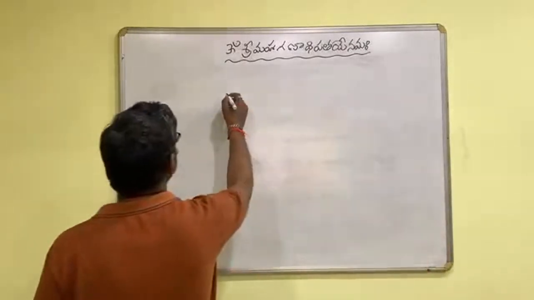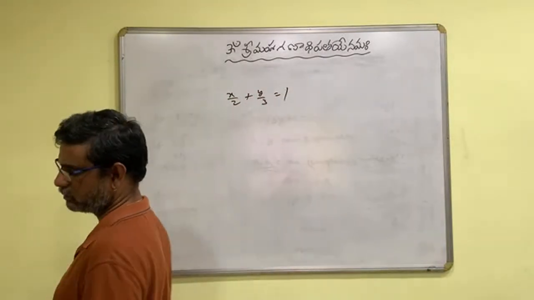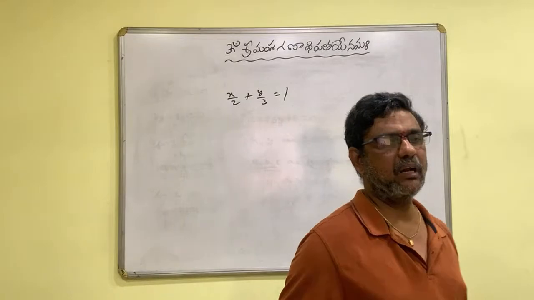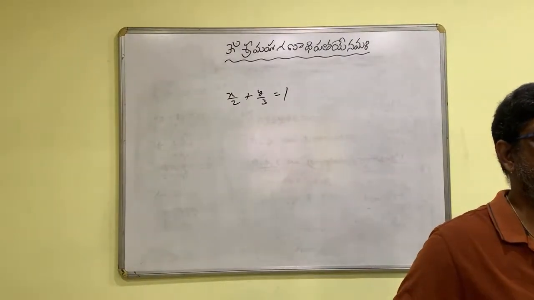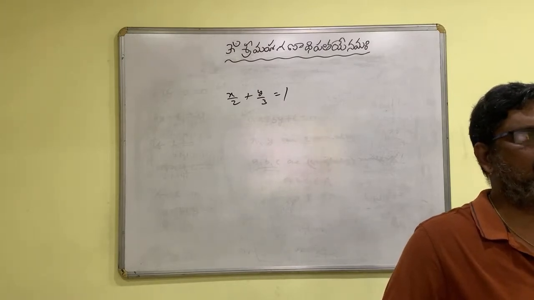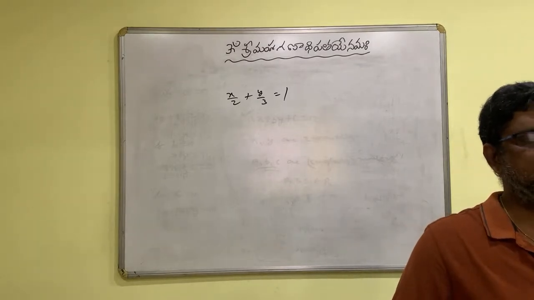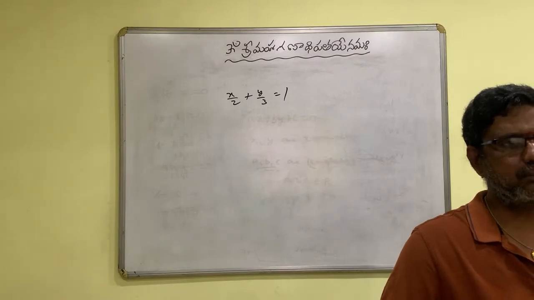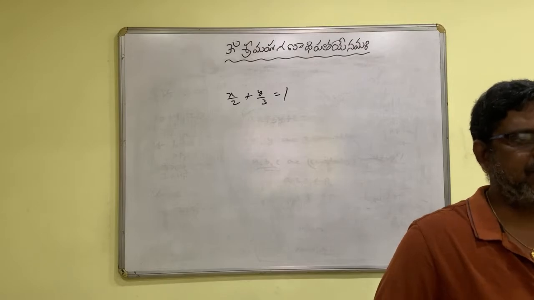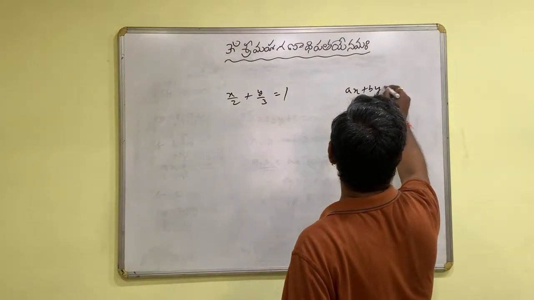Suppose there is an equation like this: x by 2 plus y by 3 is equal to 1. It is a linear equation in two variables, but it is not in the general form. We can see the two variables and their exponents are 1 only. General form is ax plus by plus c is equal to 0.